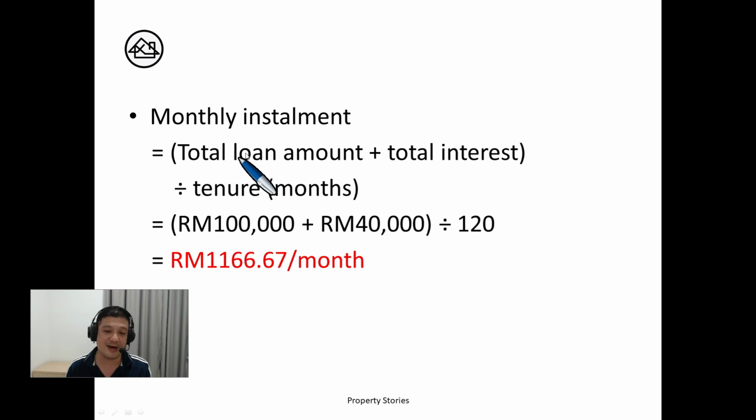So monthly installment. How much is the monthly installment? Okay? Plus, divide by the tenure. Tenure here is in months. Loan amount plus total interest divided by tenure in months. So 100,000 plus 40,000 divided by 120 months. 1166.67. 1167 a month. Okay? A month.